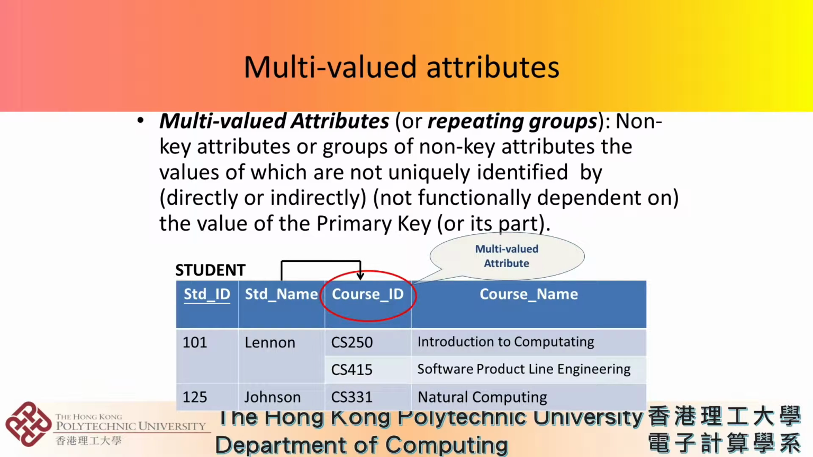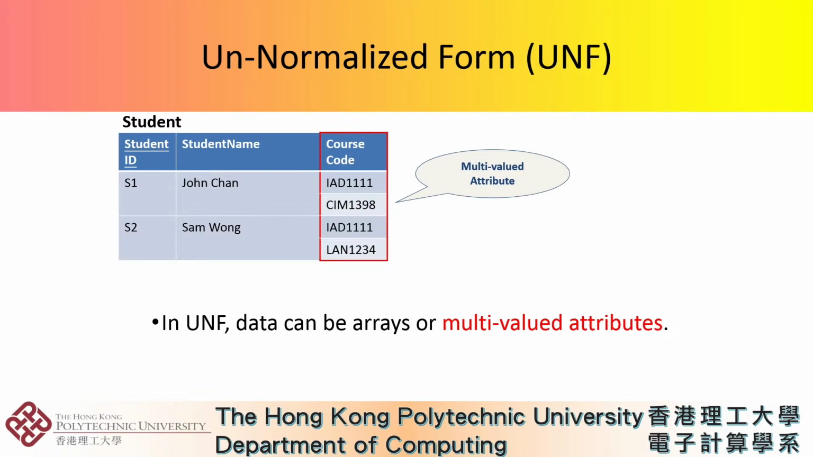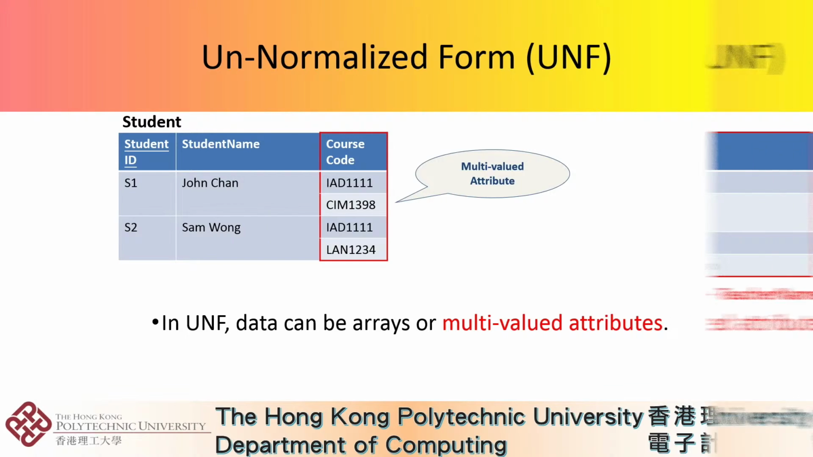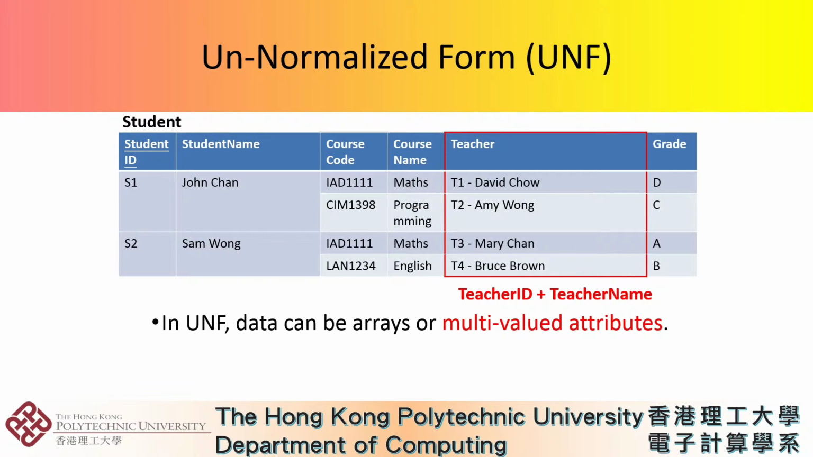In this example, course ID is a multi-valued attribute because one student can study more than one course. In the table student, course code is a multi-value attribute because one student can study more than one course. And in this table, the data in the teacher column is arrayed. It contains the data about teacher ID and teacher name.